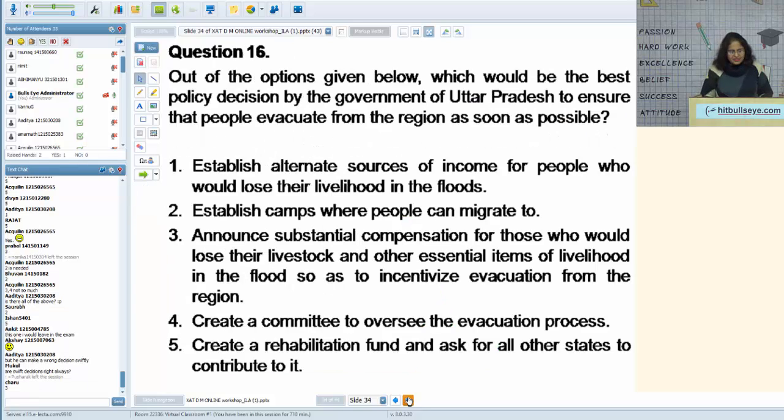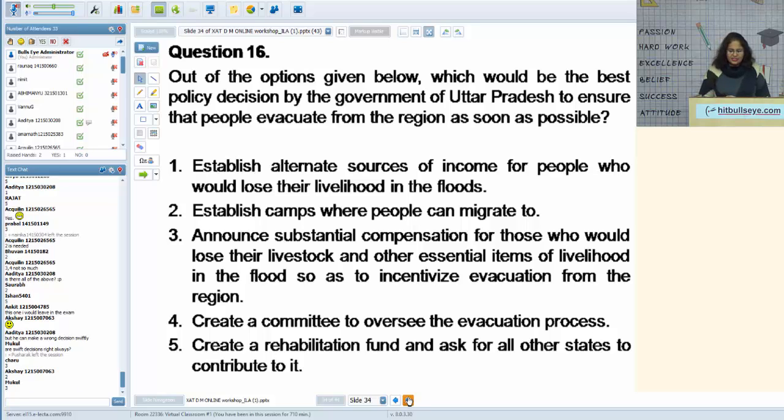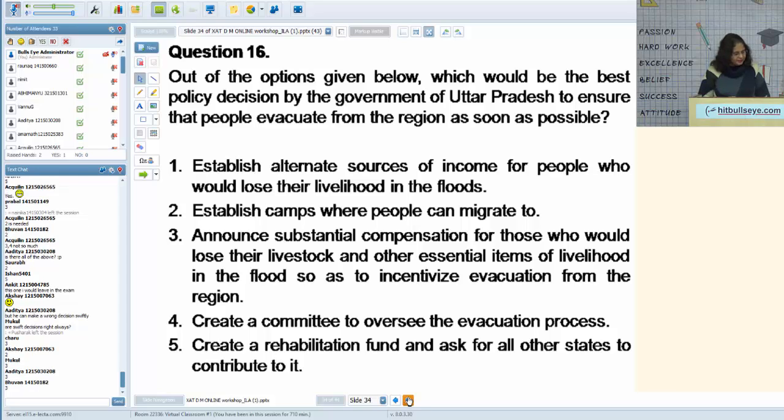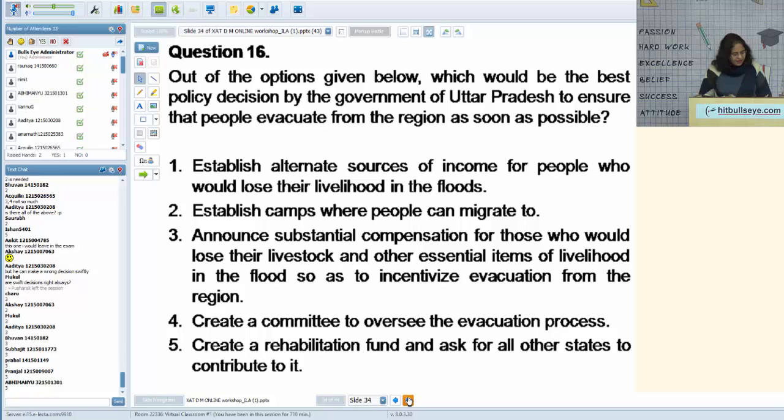So out of the options given below, which would be the best policy decision by the government of Uttar Pradesh to ensure that people evacuate from the region as soon as possible? Yes, we were talking about the fear, greed, the carrot and stick. So both the things would be needed.